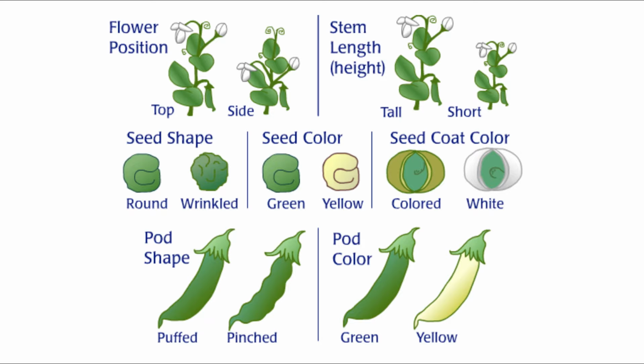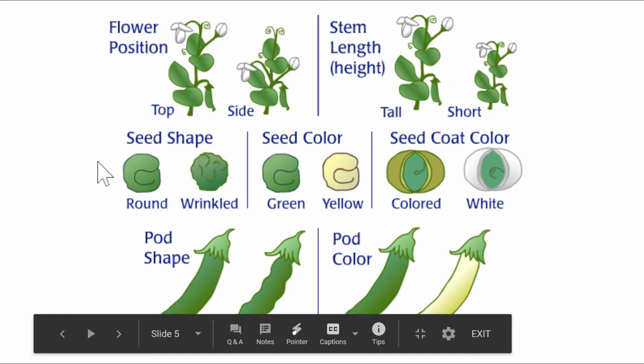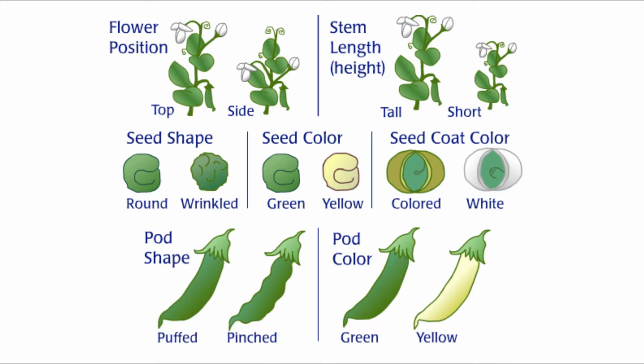he noticed, if you look over here, first, different positions of the flower. Some were up at the top, some were on the side. The lengths of the stems were all different. Some were tall and short. The seed shape we have round and wrinkled. The colors differed as well. Some are green, some are yellow, and even the seed coat color differed. The pods, we've all seen a pea pod, which contains the peas. Some were wrinkly, pinched, smooth, and then even different colors. So he was really curious why they all looked different.